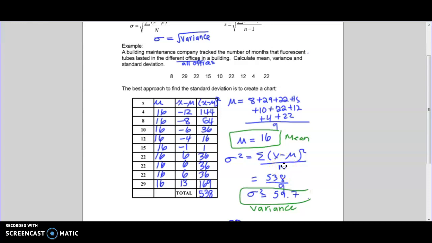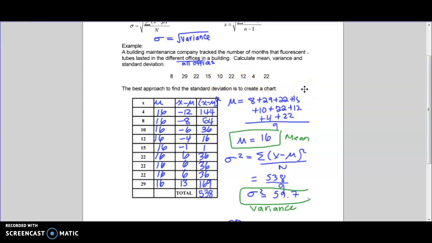Just be careful that you're using the correct notation and formulas based on whether you have a population or a sample. In this case we have a population, so we'll be using all the formulas and notation corresponding to population. Here are all of our data points: 8, 29, 22, 15, 10, 22, 12, 4, and 22 again.